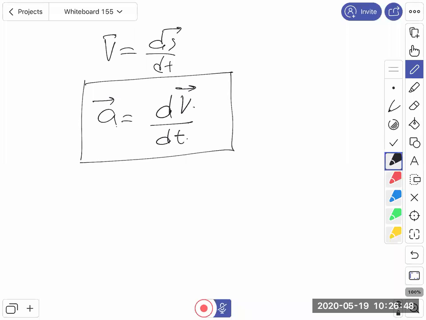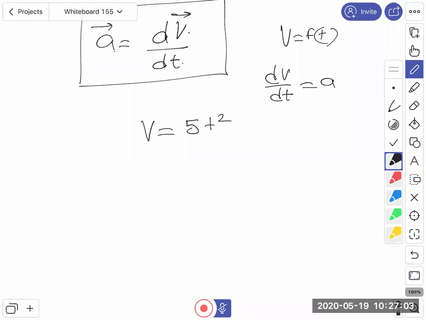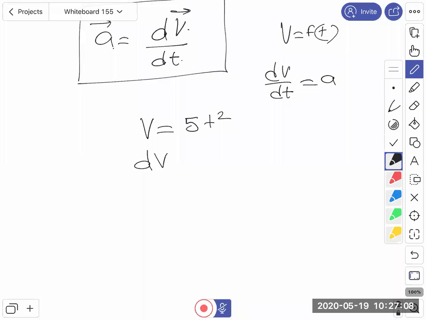Got it? So if velocity as a function of time is given, and we differentiate velocity with respect to time, we'll get the value of acceleration. As an example, suppose velocity is given as 5t square, meaning velocity keeps changing with respect to time according to this equation. If you'd like to find the acceleration, we can go for dv divided by dt. Differentiating this with respect to time gives 10t. That gives the value of acceleration. When t is equal to 0, acceleration is 0; when t is equal to 1, acceleration is 10, like that.